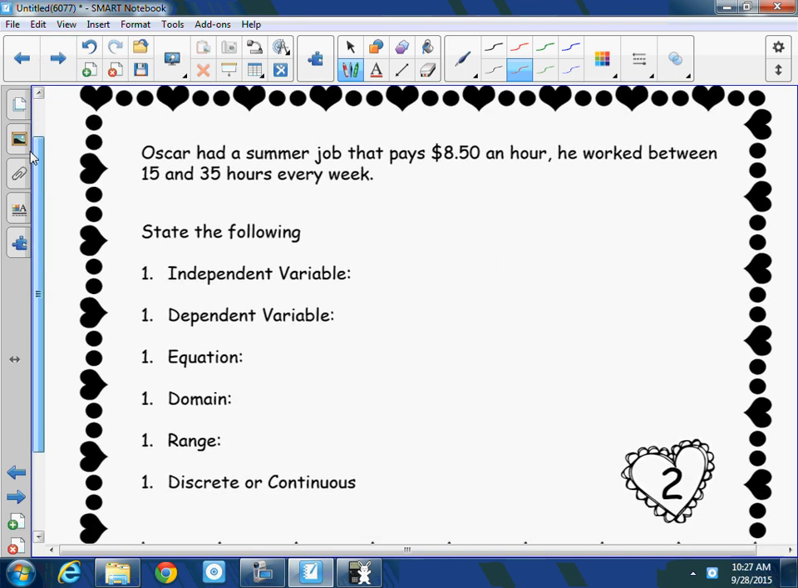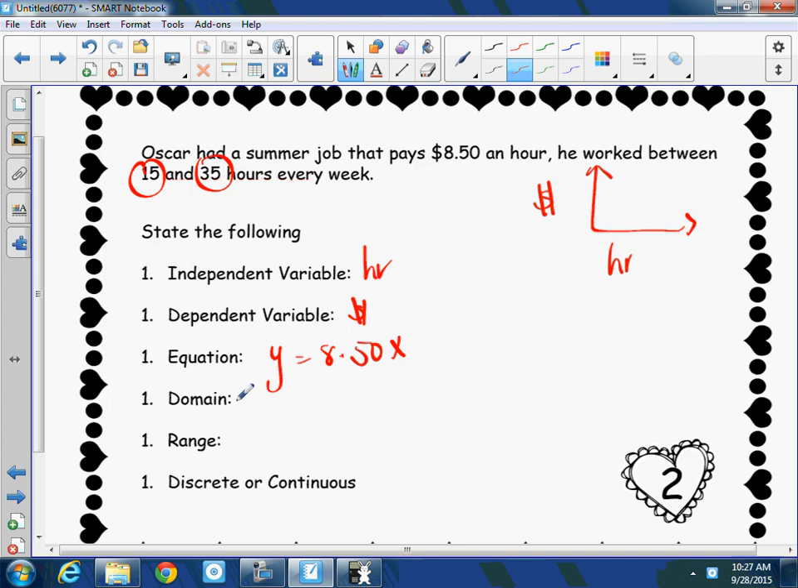Okay, Oscar had a summer job that paid $8.50 an hour. He worked between 15 and 35 hours. Now this is the same one, so same scenario. Hours, money, but now the equation changes. It's not 9.50, it's 8.50 an hour. Now the domain, which are my x's. How many hours does he work? He works from 15 to 35. So 15 to 35.